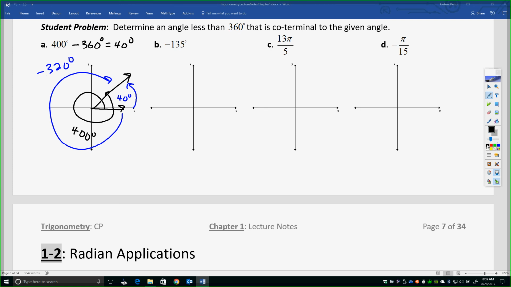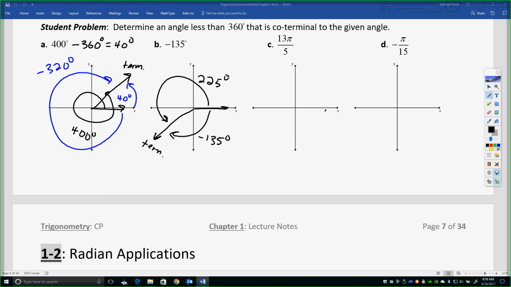Okay, negative 135. We have the initial position here, and a terminal position approximately right there. Whoops, wrong one. Let's move that over. We have the initial side here, and a terminal side right here for negative 135. Again, that is our terminal side. So therefore our coterminal angle is 225 degrees, because again this must be 360 all the way around, and 225 plus 135 is 360. Okay, next one.